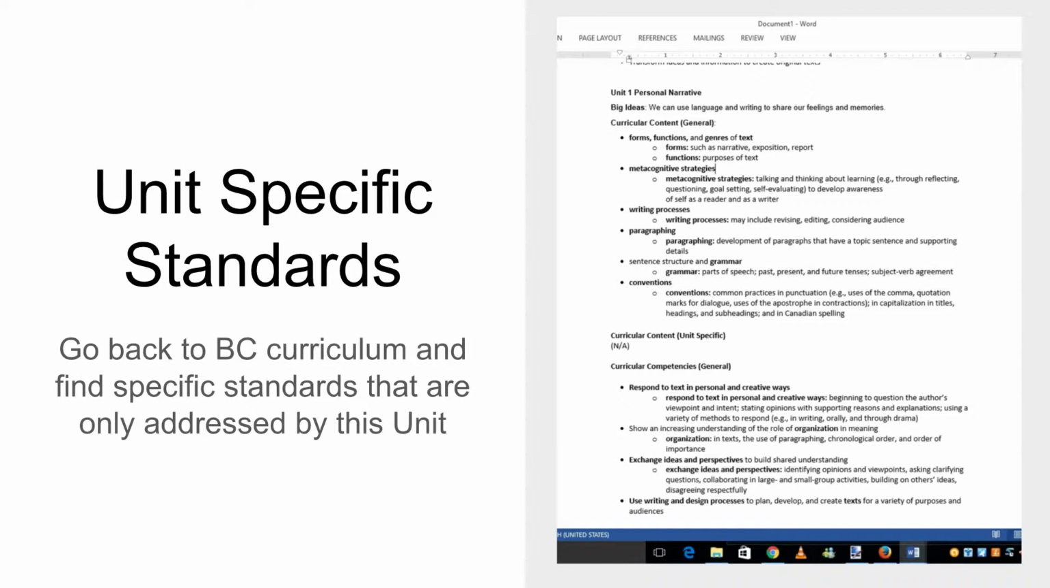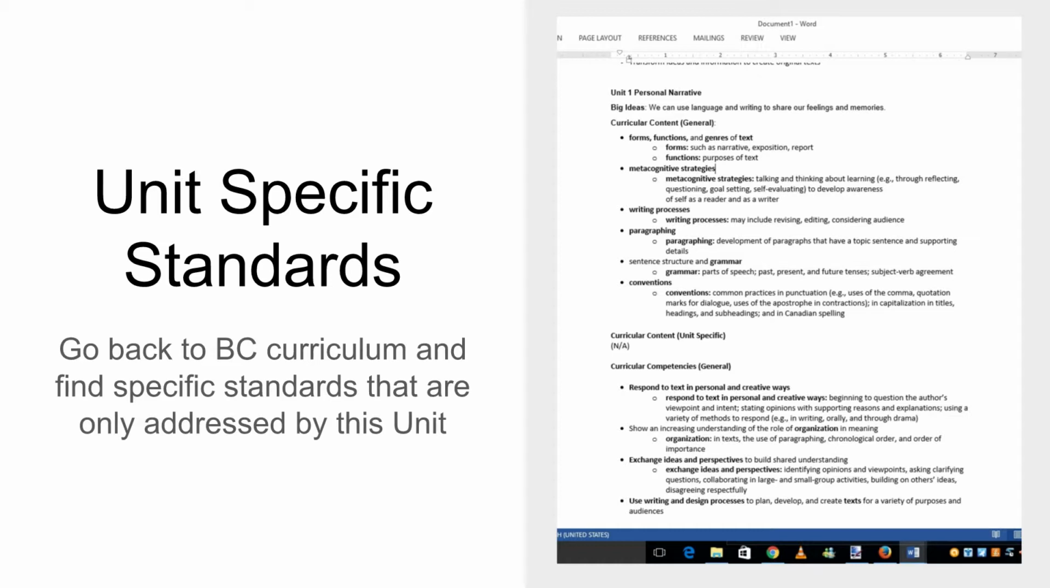And then I looked back at the BC website to see if there were any specific standards that I would just be addressing in the personal narrative unit. I didn't find any. However, one of the topics that I will teach in a different unit will be poetry, and I know during that unit I'll be able to address standards that are present in the BC curriculum that relate to literary devices, similes, metaphors, and various other things.